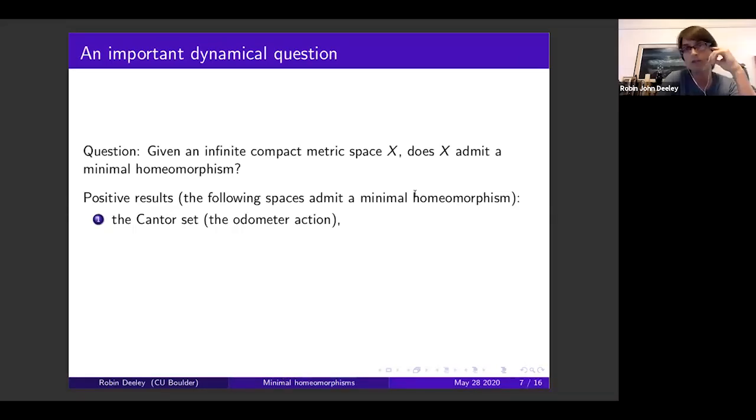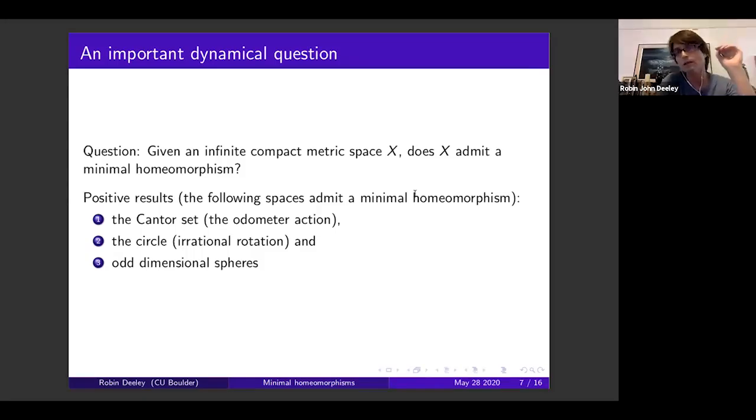I just mentioned odometer actions, but there are a lot more minimal actions on the Cantor set. It's a beautiful theory. We have the circle with irrational rotation. And we have odd spheres as another example that's going to admit a minimal homeomorphism. But already you should be slightly worried, right? Why didn't Robin say all spheres? That would be what you would want, that tons of these spaces are going to admit minimal homeomorphisms.